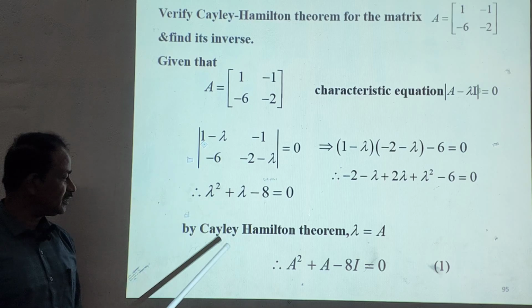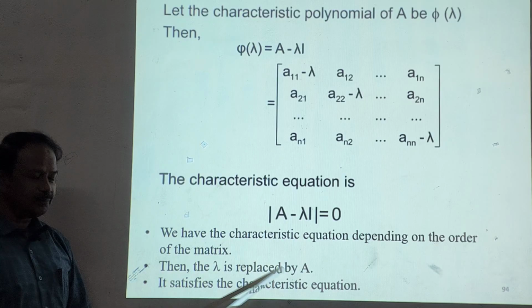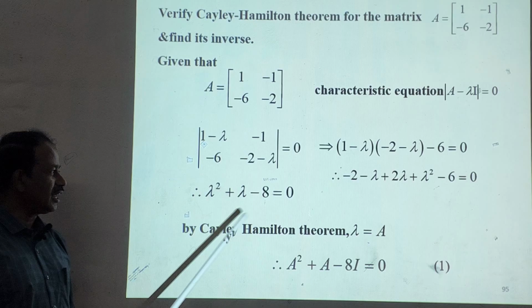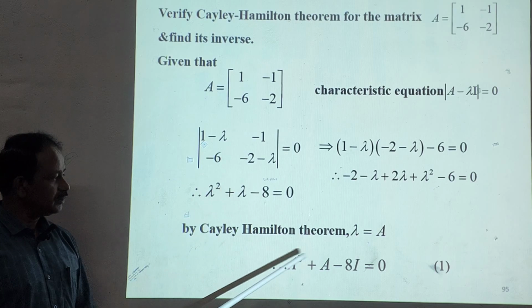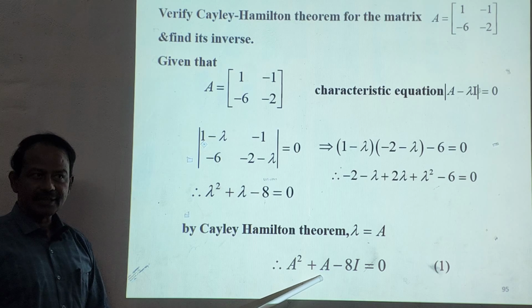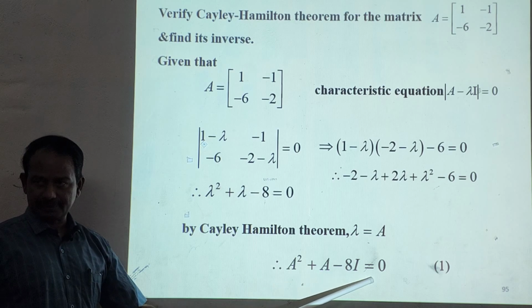Now Cayley-Hamilton theorem says that lambda is replaced by A. Wherever you find lambda, you replace it with A. So you have A squared plus A minus 8I equals 0.